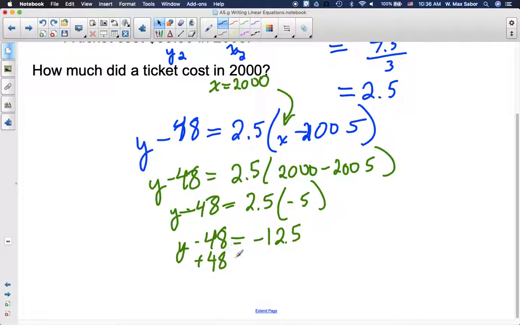Now we add 48 to both sides, giving y equals $35.50. A ticket cost $35.50 in 2000.